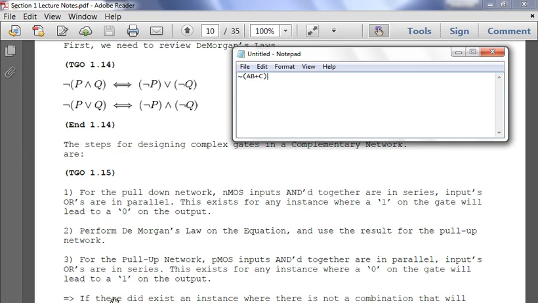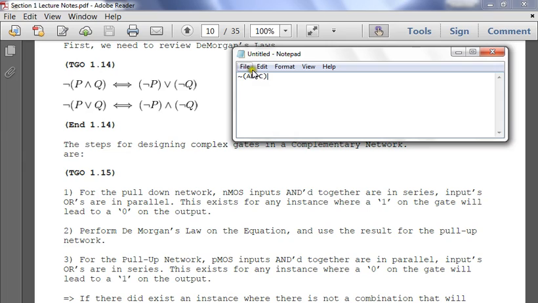At the bottom here, there does exist an instance where there is not a combination that will create an output: invert the function, perform the steps, and then add an inverter on the output. We'll have an example problem where that is the case, so you can see precisely where that is. So then you perform De Morgan's law.